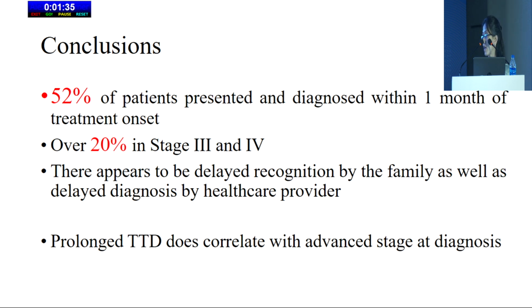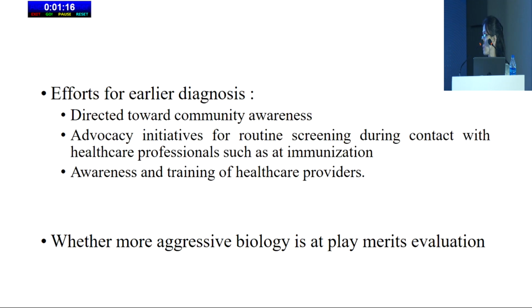One fifth of the patients were diagnosed at stage 3 and stage 4, where life salvage becomes very difficult. And there appears to be delayed recognition both by the family as well as a delayed diagnosis at the healthcare provider level, including the ophthalmologist. Prolonged time to diagnosis did correlate with the advanced stage at presentation.